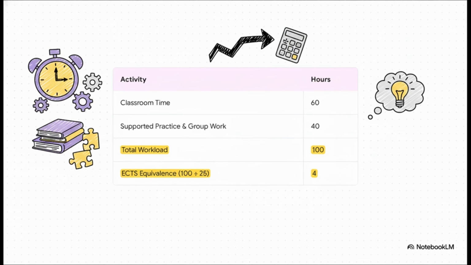Let's look at a super simple example. Let's say your course has 60 hours of classroom time, but you've also planned for 40 hours of that supported practice and group work we talked about. You just add them together. That's a total workload of 100 hours. Then, if you want that ECTS number, you divide by 25. Boom. That's 4 credits. See? It's just a straightforward way to show the whole effort.